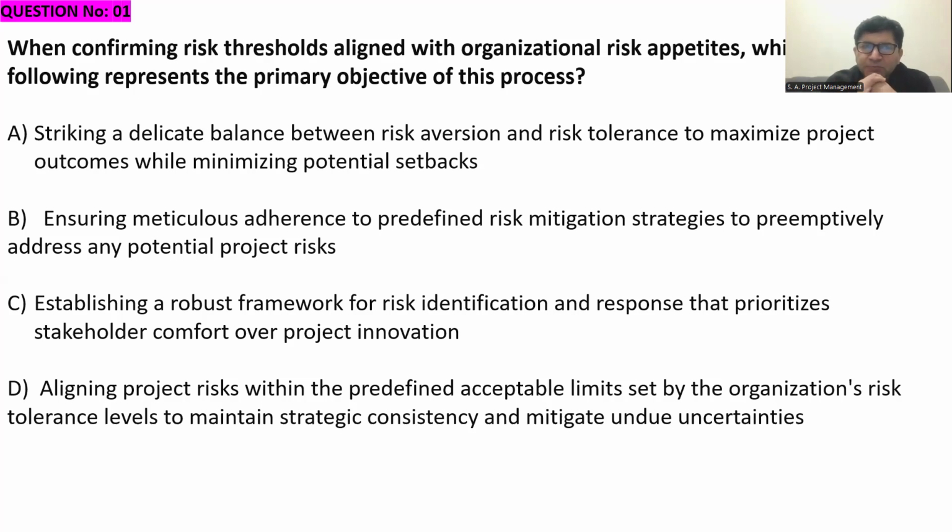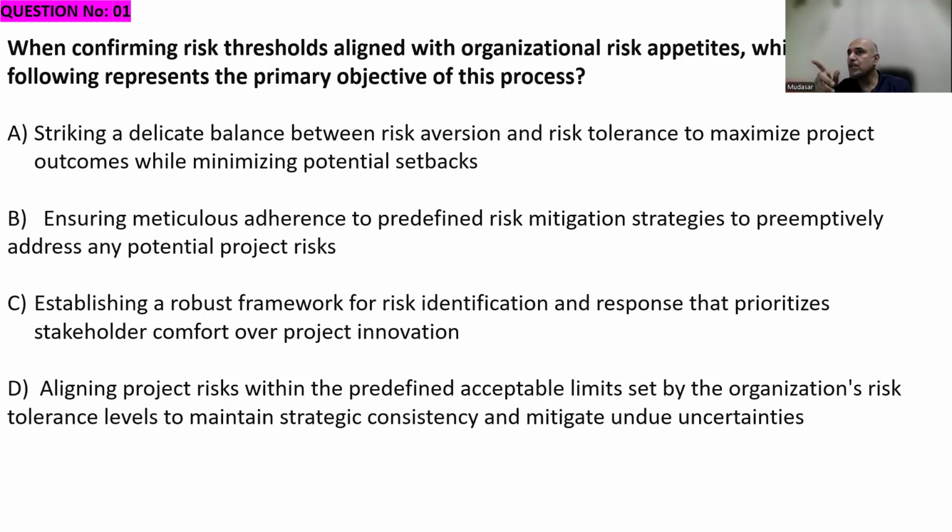And why? What is wrong with A? A says striking a balance between risk aversion and risk tolerance. Risk tolerance can be there also, but option D looks more aligned to me. Because risk aversion, risk tolerance, yes, these are the categories. These are telling how much you are going to abide by the risk, how much you are seeking the risk. But it is not telling us whether the risk threshold of the project is aligned with the organization appetite or not. Okay.